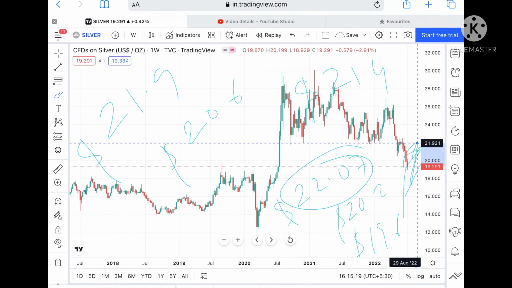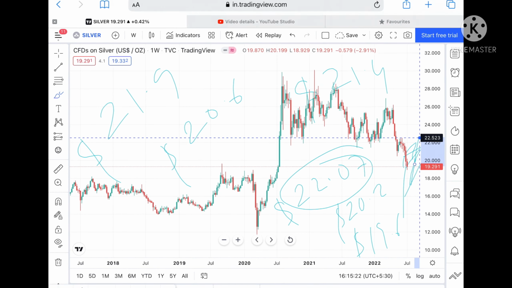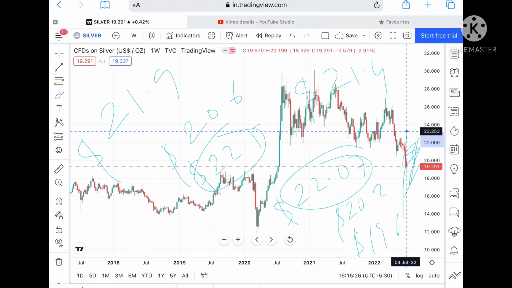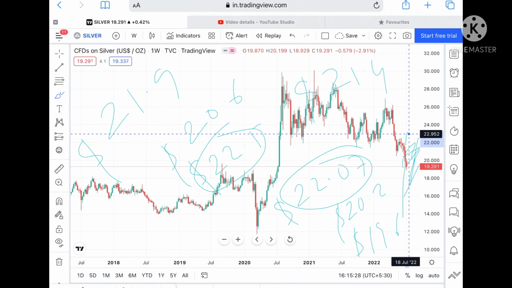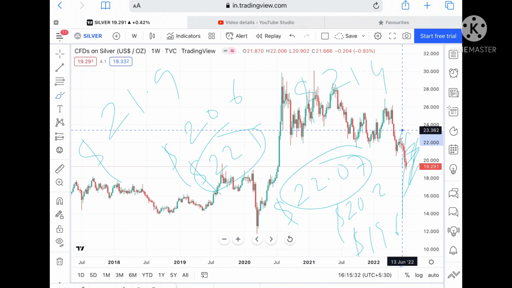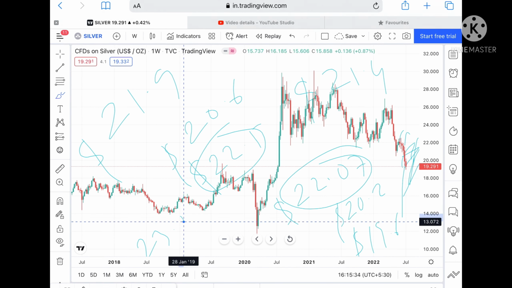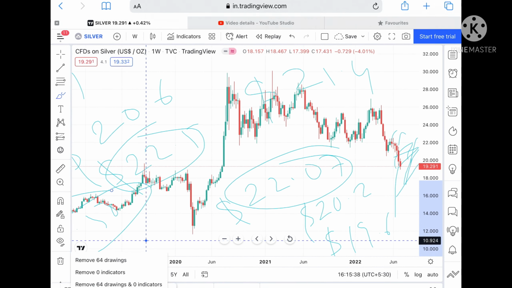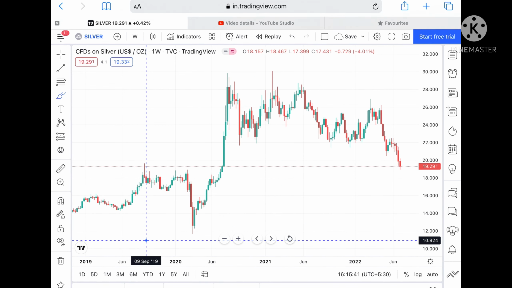Suppose the price sustains above that level, then we can see it move towards a level of $22.5, and from there it can go further upside and touch a level of $22.9. Suppose the price goes above that level, then we can see it touch a level of $23.385. So you have to understand this carefully, because these are a few points that you have to realize.